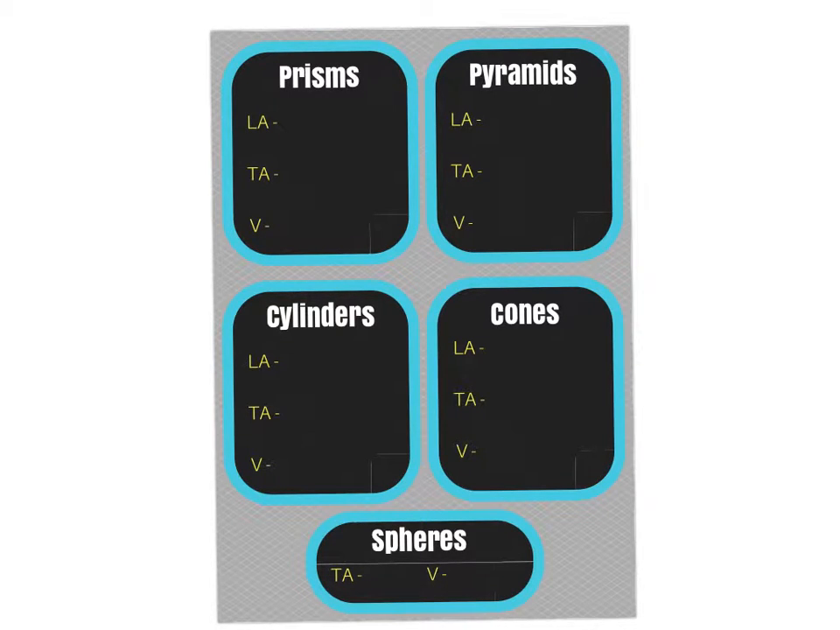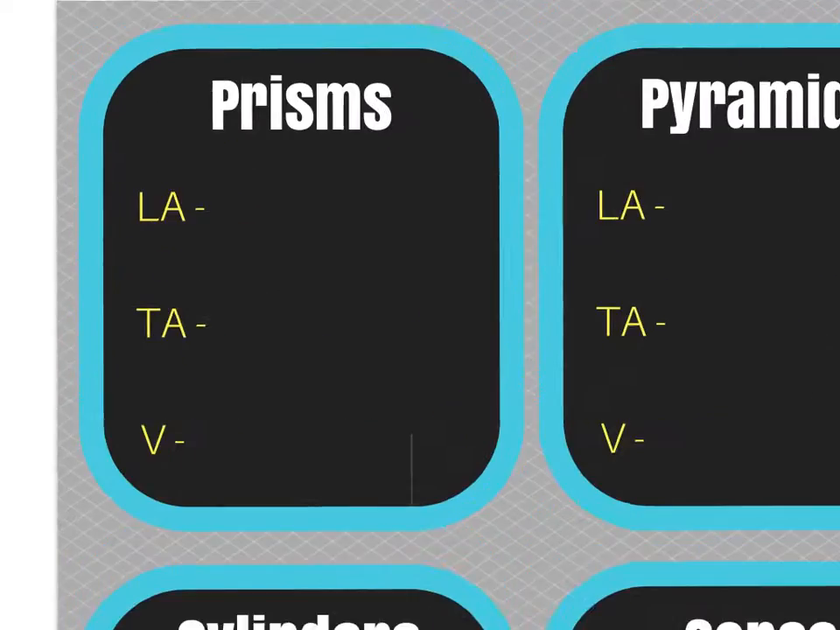And you want to erase it and duplicate it as many times as you need to, so that these are something that you can state right off the top of your head quickly, so that you don't waste time on a test trying to figure out formulas. Okay. So let's start with the prisms.